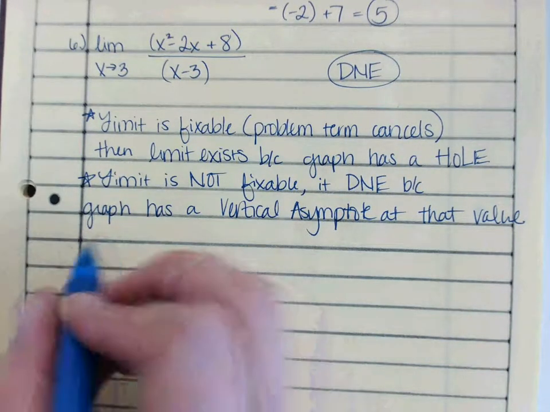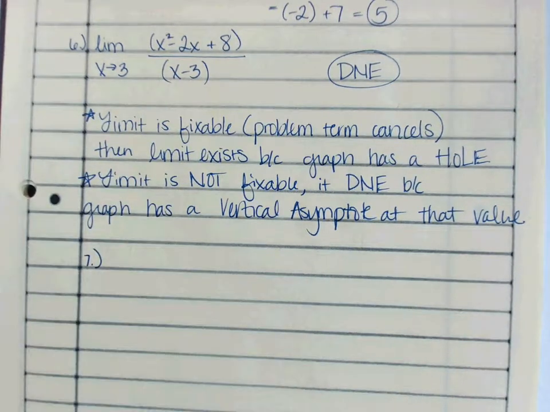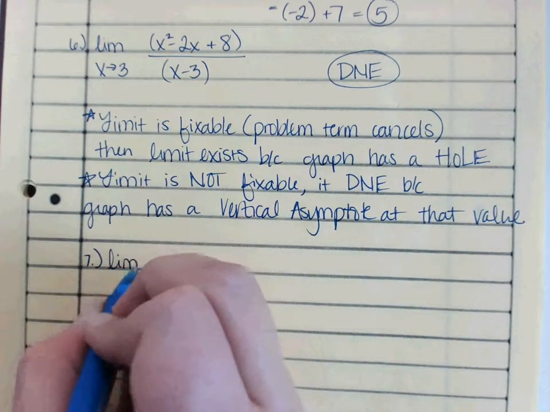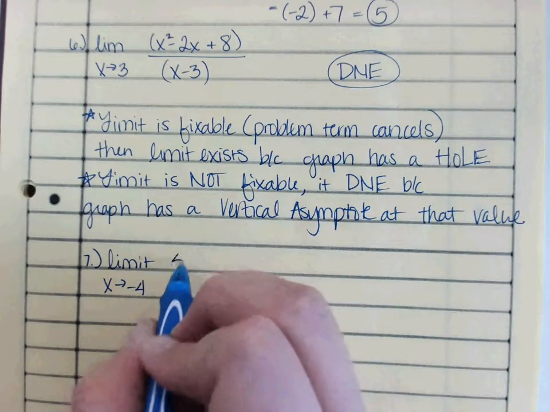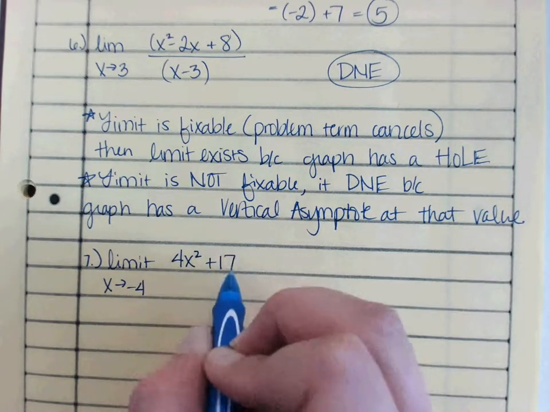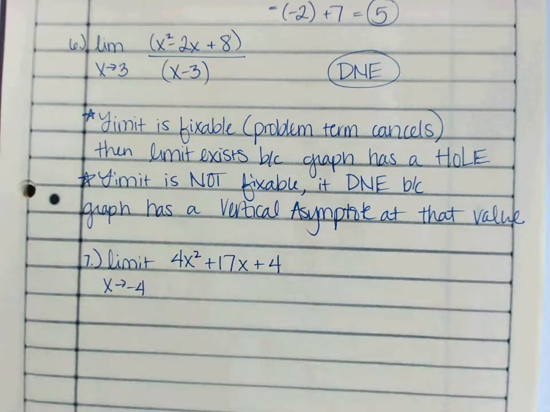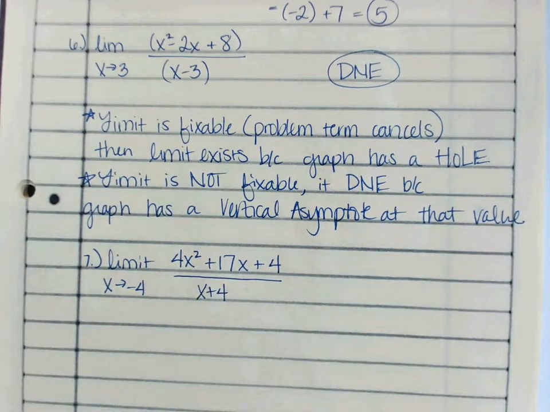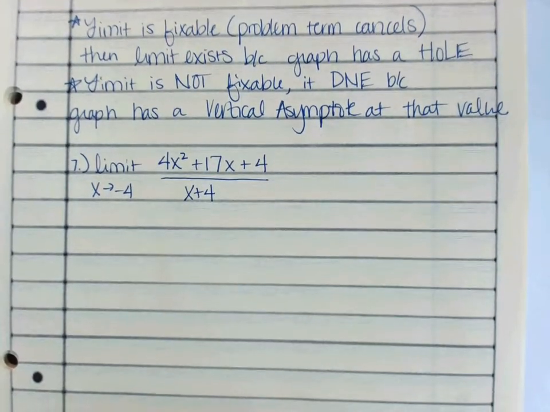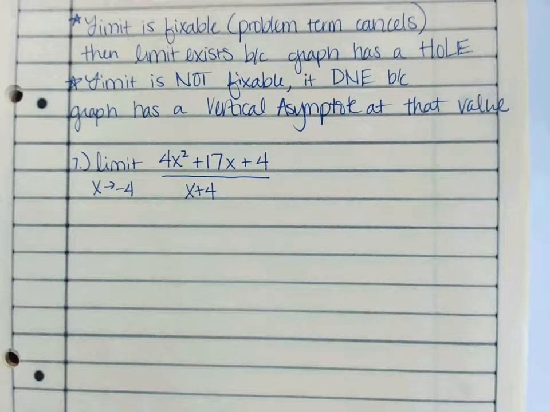Okay, next one. Limit x approaching negative 4 of 4x squared plus 17x plus 4 over x plus 4. Okay, so whatever factoring method you want, can I remove the 4 by doing a GCF? No, the 17 kind of messes that plan up. If that could work, we'd do it because it's easier.